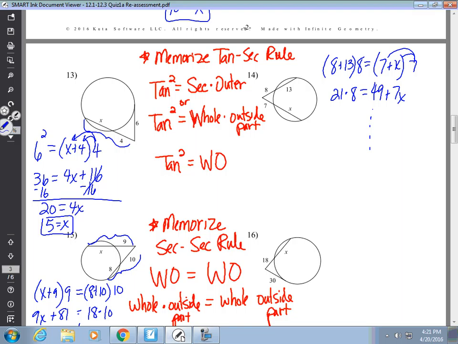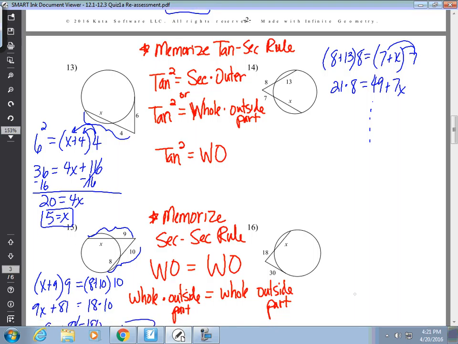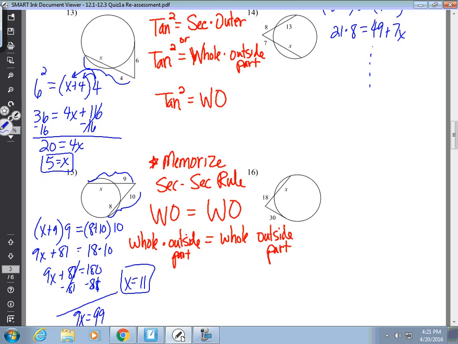I know you can get the answer from here. Hopefully, if you do it correctly, you get a number less than 20, but greater than 10. Yeah, good range right there. All right, and then this last one is tan secant. So tan secant, so whatever the tangent is, which is the 30, we're going to square it. It's going to equal to the whole secant, which is adding up the parts, 8 plus x, 18, times the 18, the outside part.